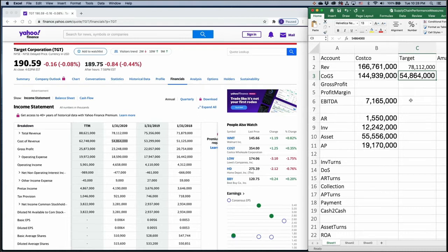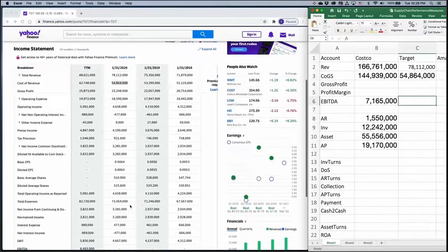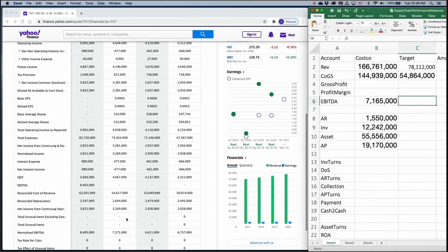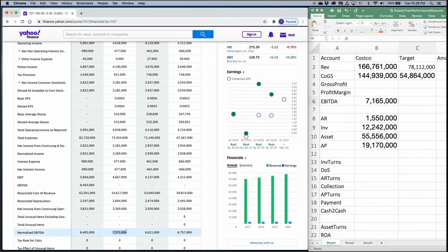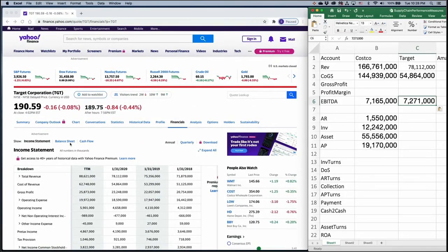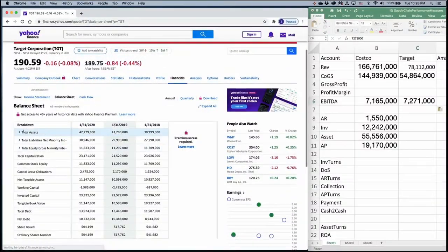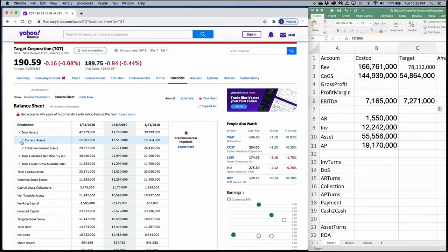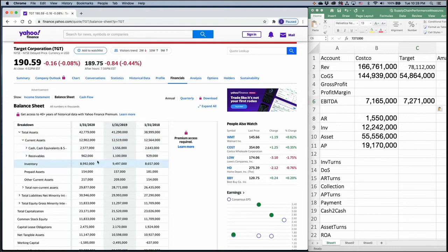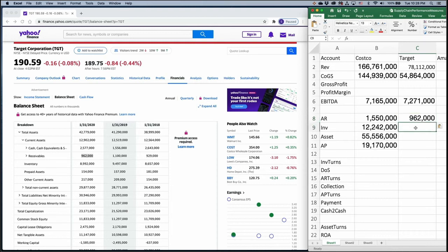And also you can compute the EBITDA. So you can move down, and you have this normalized EBITDA. So you can copy and paste. These are income statement values. So now you will copy balance sheet accounts. To get balance sheet accounts, you can click here, total asset, and receivable. You can copy receivable. You may copy only total receivable, or you can copy only account receivable. Either one.